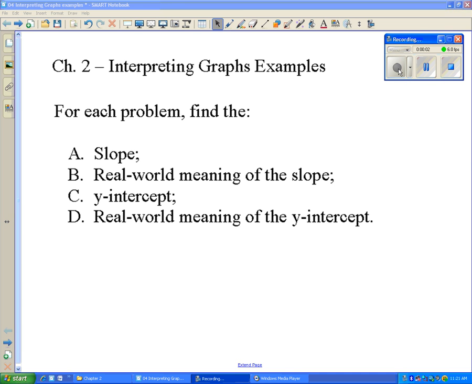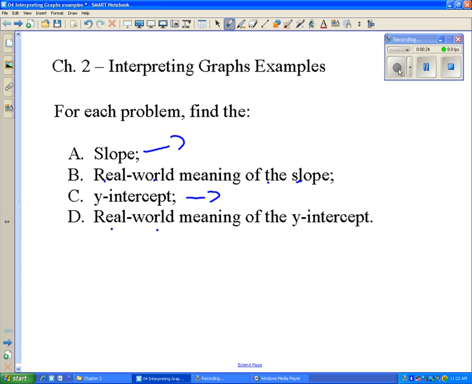So let's get started. We've been working on linear regression, and part of linear regression has been finding the slope, and the slope is given to us from the calculator, and finding the y-intercept. And we've touched on the base of what the real world meaning of the slope is, what the real world meaning of the y-intercept is. This is just going to go over it in just a little more detail.